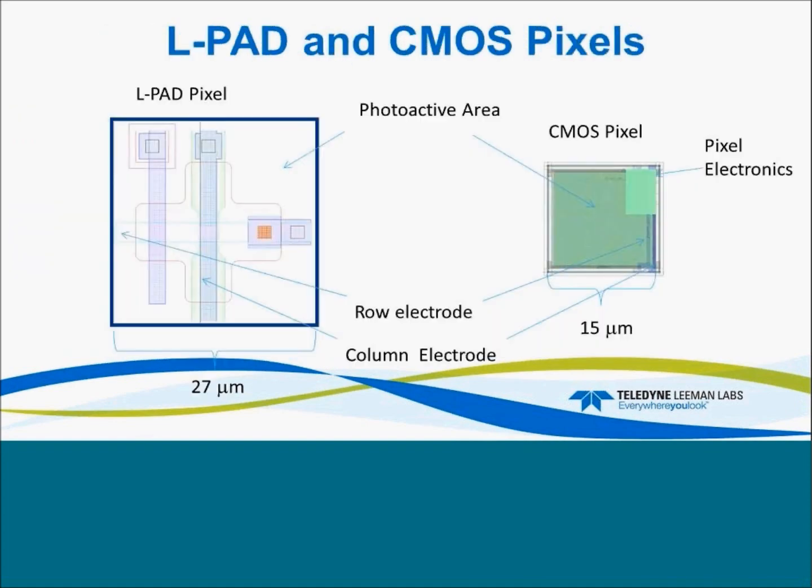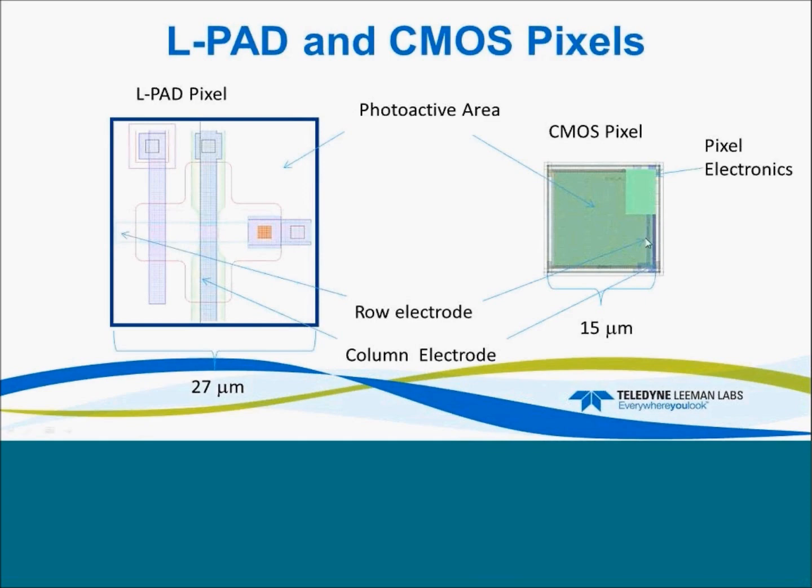Okay. A comparison of what the pixels look like, and these are somewhat drawn to scale as best I could. You can see on the LPAD, here are the electrodes and some of the sensing devices on here. And you can see on the CMOS device, all the electronics are located up in the corner behind this green rectangle there. There are devices there, but it's intellectual property and I'm not allowed to show it to you. It's sort of secret.